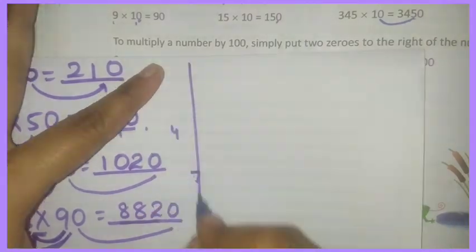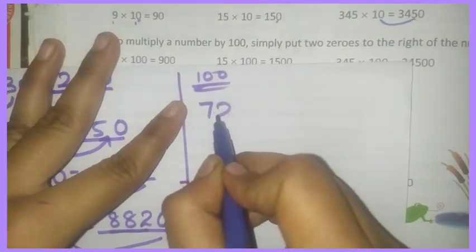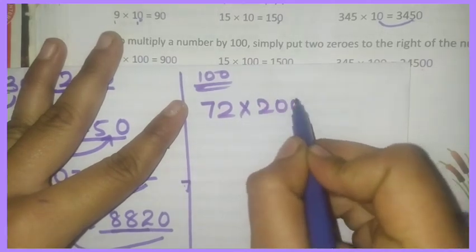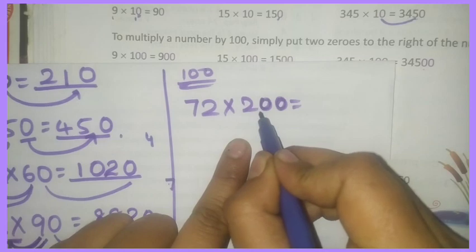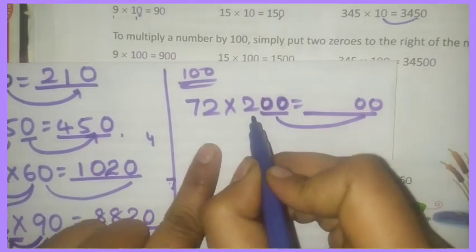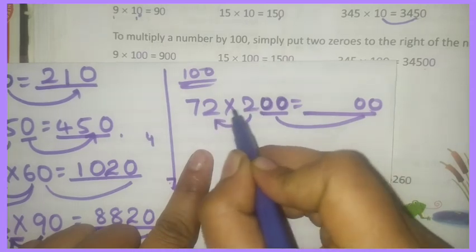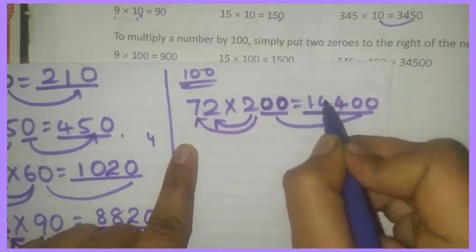Now I will explain for hundreds. For example, 72 into 200 is there. Very simple. For 200, how many zeros are here? 2. So we'll write here 2 zeros and we'll multiply these here. 2 2s are 4. 2 7s are 14.